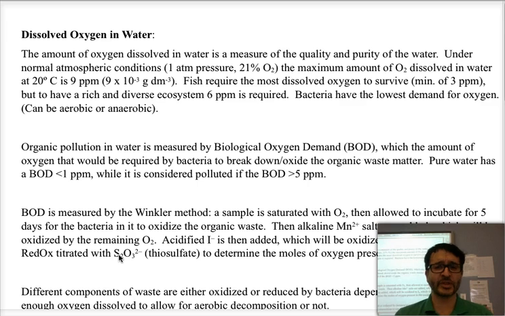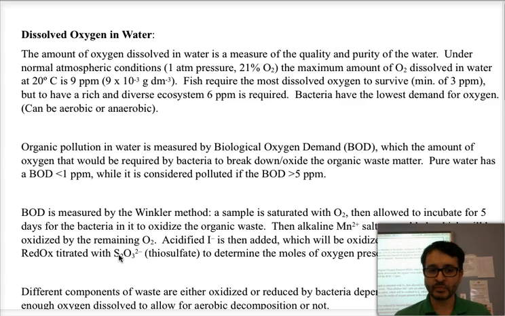Most fish require a certain amount of oxygen, somewhere between 3 ppm and 6 ppm, to actually survive in water. Obviously, bacteria, being able to be aerobic or anaerobic, will not require too much oxygen to survive.